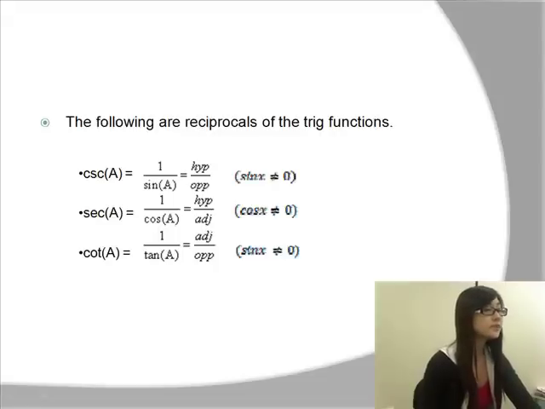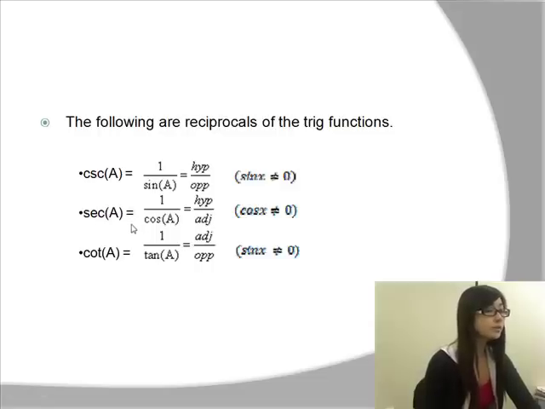Just as a review from previous lectures, the cosecant of A equals 1 over sine of A. Remember that sine of A equals the opposite over hypotenuse. Therefore, the cosecant of A will equal the hypotenuse over the opposite, for sine A cannot be equal to 0.